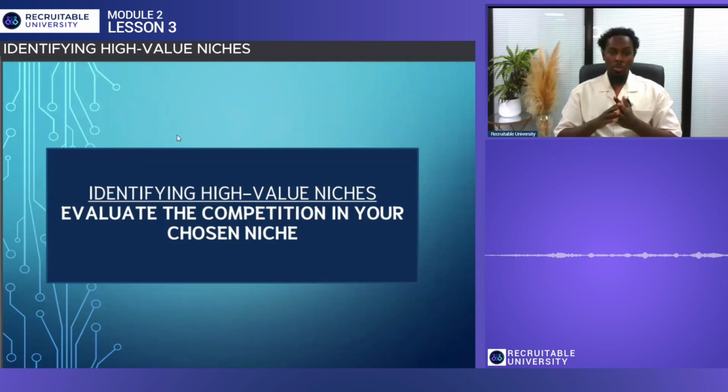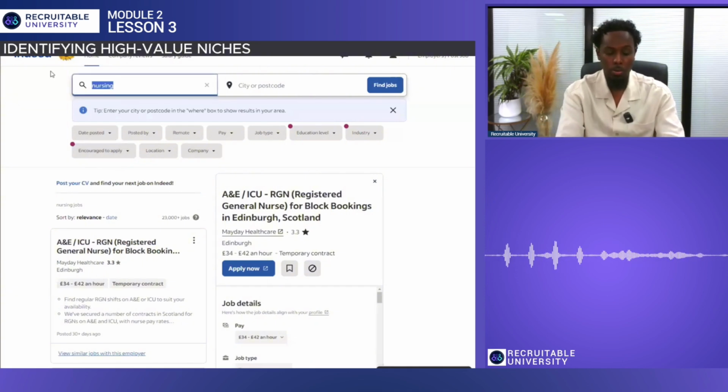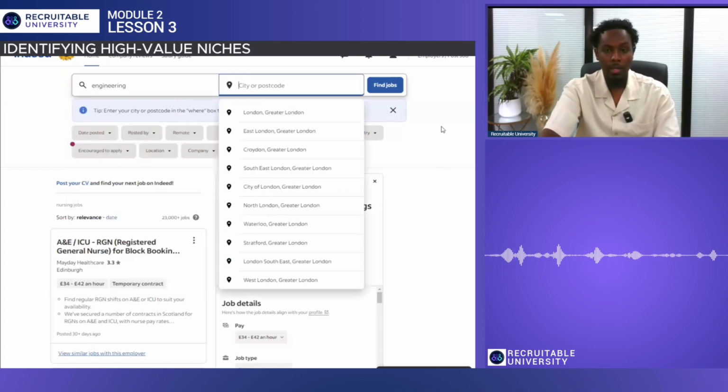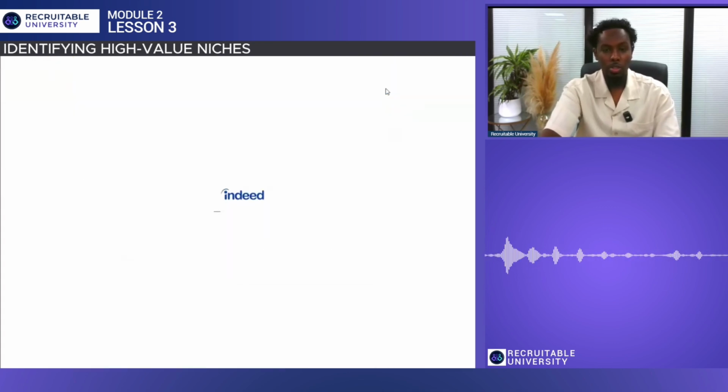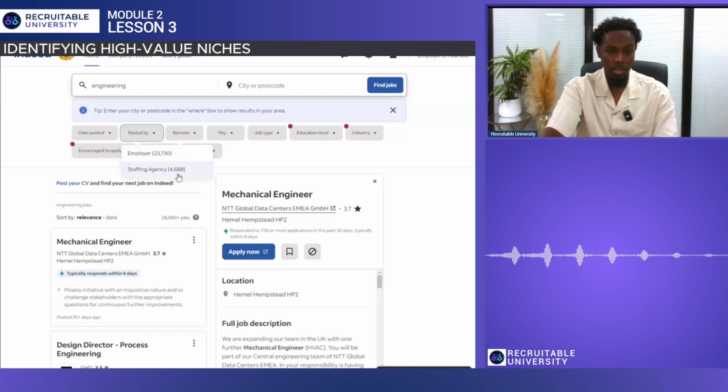If there is, that is a good sign. It shows that they are using agencies. Like I showed you in the previous slide, the best way to look at that is just go on Indeed, look at, let's say, for example, engineering, and let's see how many jobs we can find on Indeed. Over 28,000 engineering jobs. And you can see about 5,000 agencies.